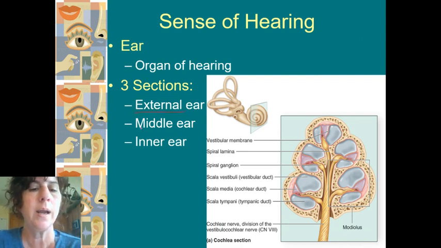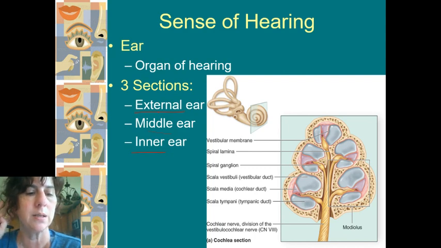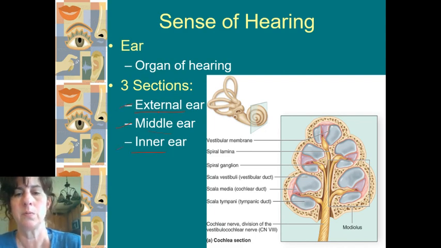We have three sections of the ears. The external ear is what we can see. That's the auricle, the ear that we see, going into where you have the eardrum, the tympanic membrane, and then the middle ear, and then the inner ear. So we're going to talk about all of the different structures that are in each of those.